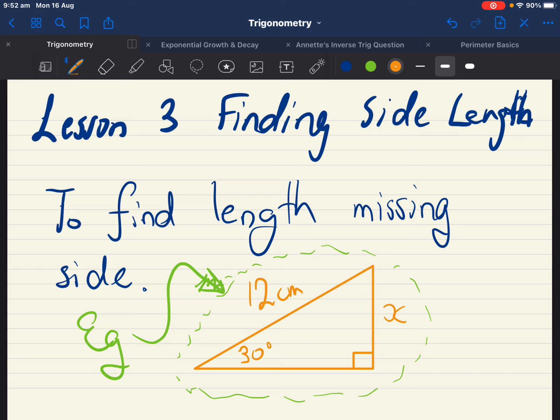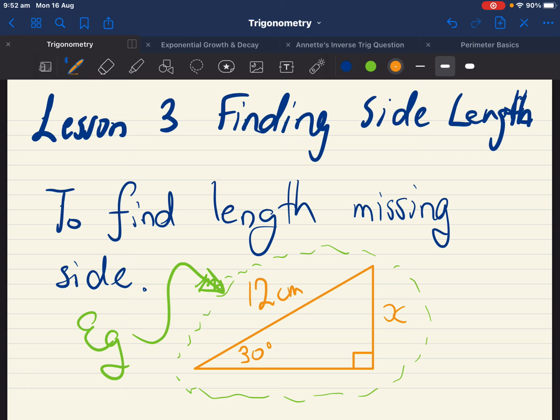And as you can see, here's an example of the sorts of questions we're going to be doing. Right angled triangle, we're trying to find the length of one of the sides. Now, typically, we'd be using Pythagoras' theorem, right? To find the length of a missing side. But what you're going to notice with these questions is we don't know the length of the third side.